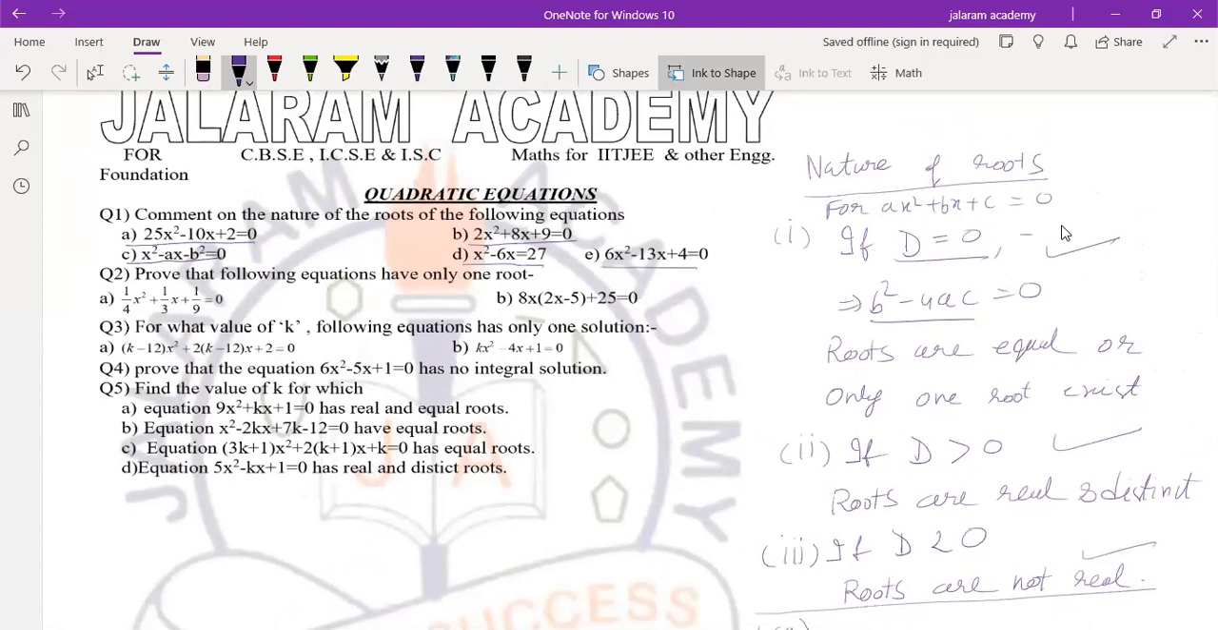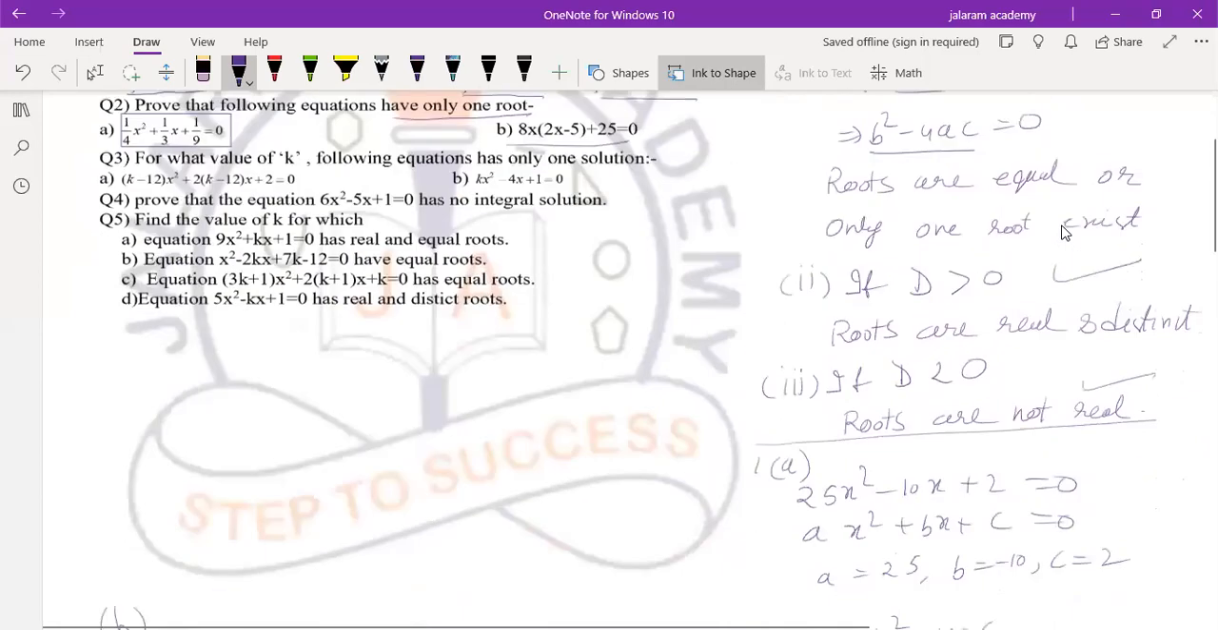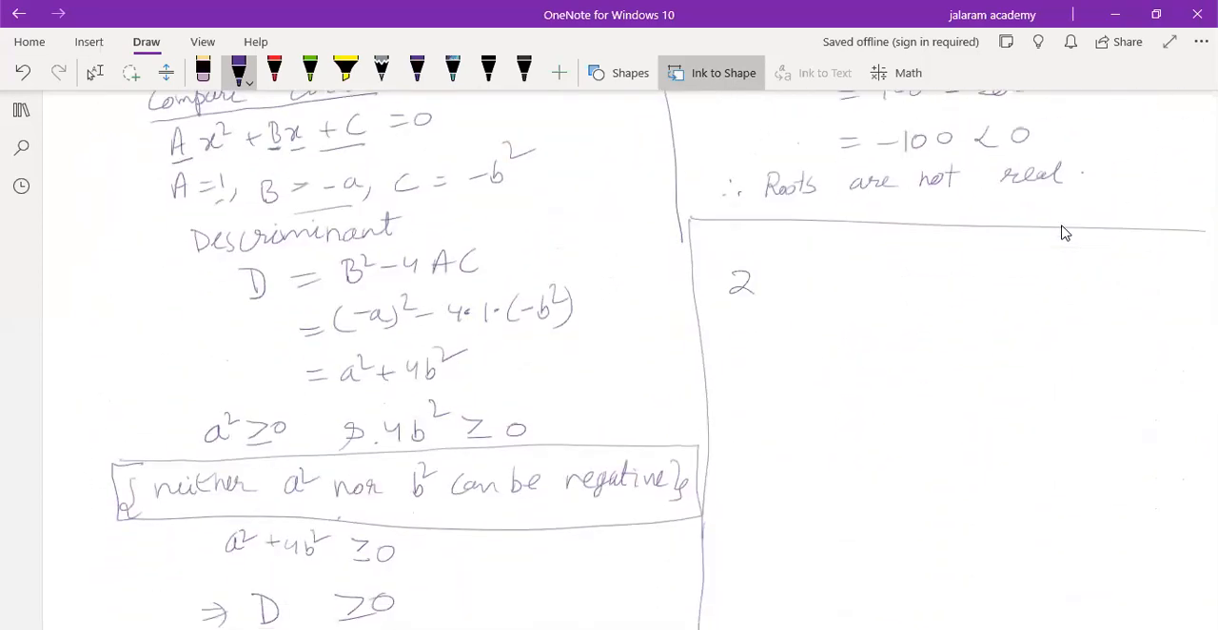Now prove that the following equations have only one root. Means in these equations we have to find the discriminant, and if it is 0, then we write that the equation has only one root. For example, if we discuss 2a, very easy it is.